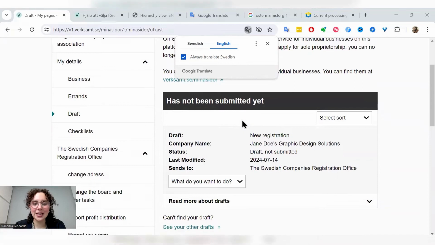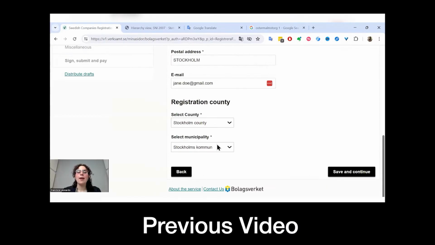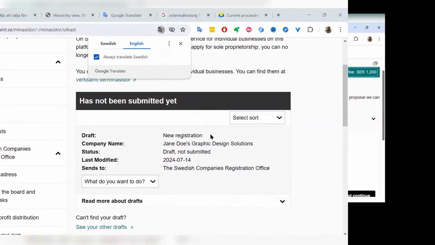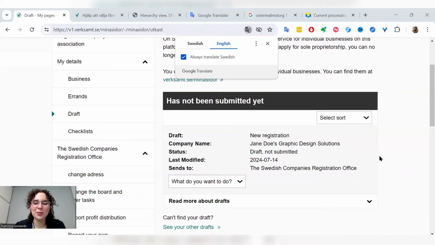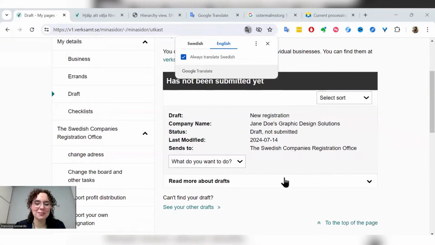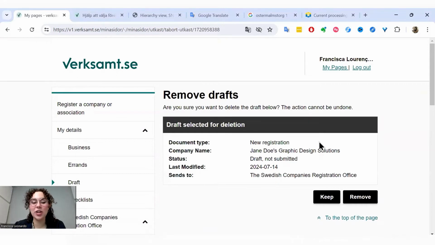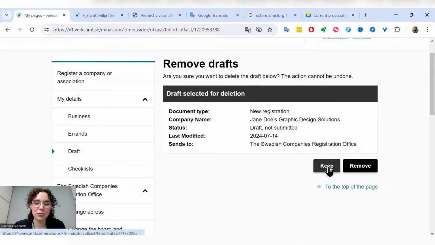And if you come all the way here, you see I have a draft that I've not submitted yet. You can go and check out our explanation of how to set up a freelance business here as a sole trader, self-employed. I called it Jane Doe's Graphic Design Solutions, draft, not submitted. If you want to check out how to start your own freelance business, please check that video. I just uploaded it too.